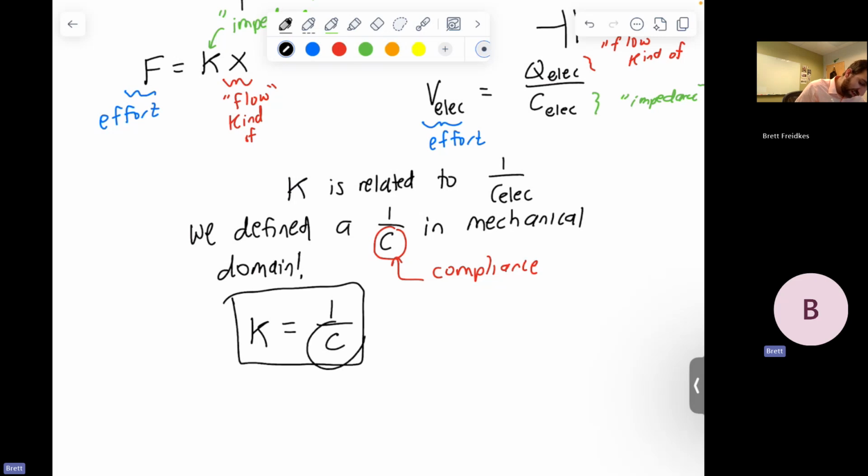Again, note that this does not have an electrical subscript on it. This is not the capacitance. This is a new definition of something that we call the compliance. By definition, this is the same as 1 over the stiffness. 1 over K is equal to C, or 1 over C is equal to K, however you want to think about it. But they are reciprocals of each other.